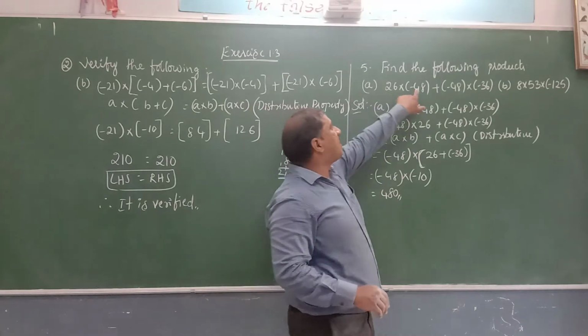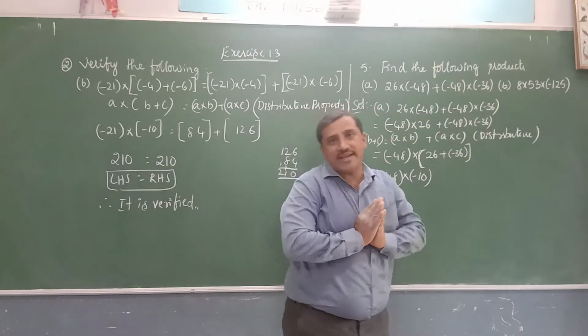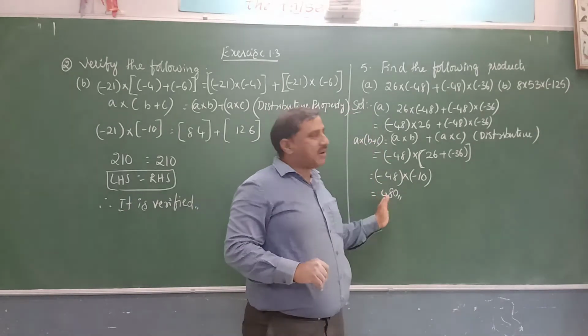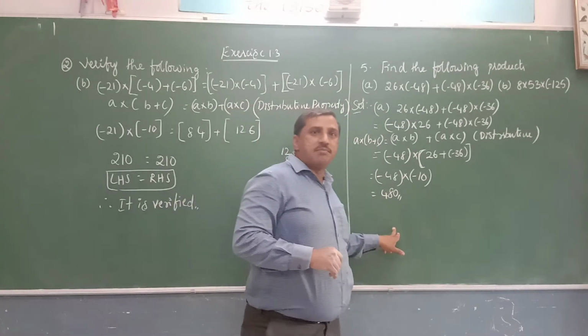Without using properties, first you should multiply these two numbers, then multiply these two numbers, then add both the products. That is a long process. Now without using the actual multiplication, we are using the properties and finding the products in a simpler way.